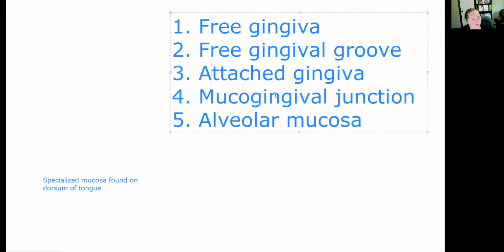Okay. So your boards might ask something like this: what is next to the mucogingival junction? What 2 structures does it connect? The attached gingiva and the alveolar mucosa. Okay. What about the free gingival groove? It's the transition of the free gingiva to the attached gingiva. Okay, does that make sense to you guys? Okay, great.